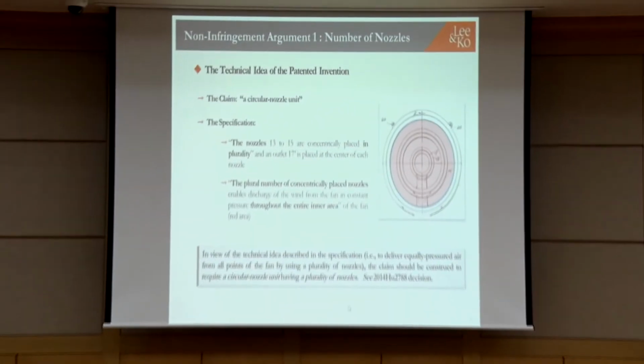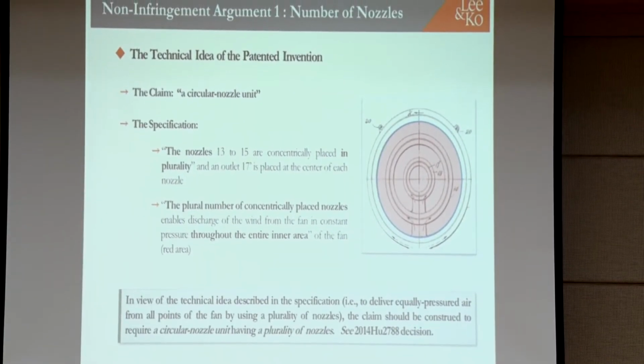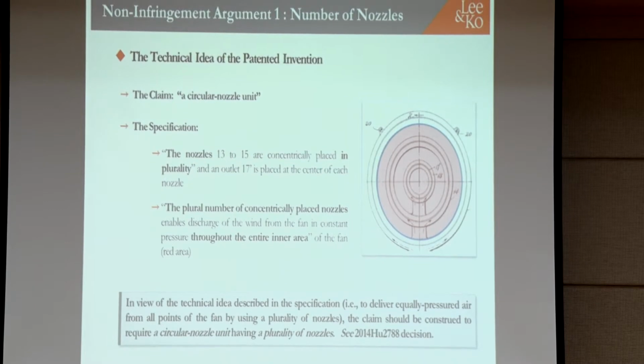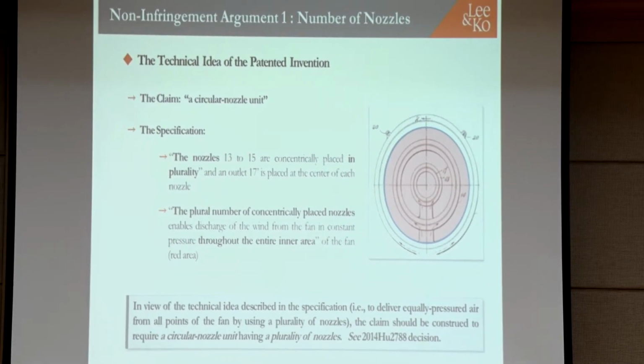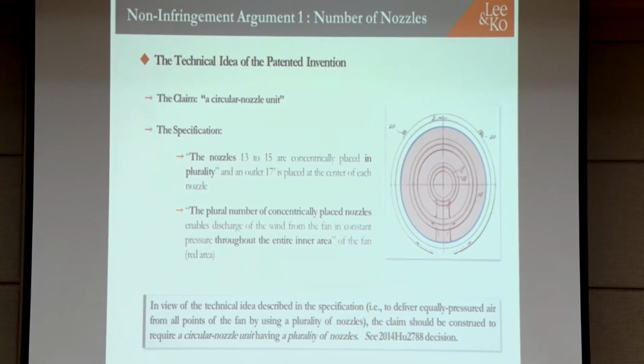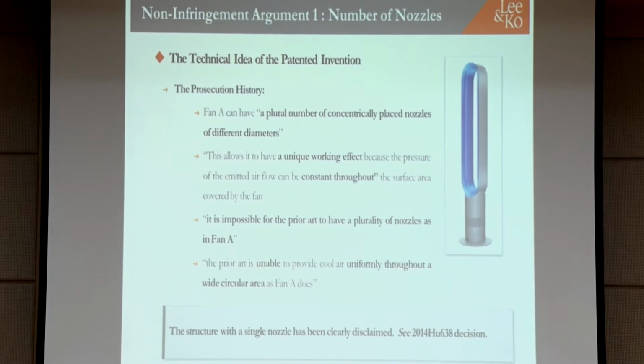Here, to have constant pressure throughout the entire inner area, it will be necessary to have multiple nozzles because you're not going to achieve the same effect with a single nozzle. So this disclosure alone supports the claim construction that the nozzle unit should include multiple nozzles. But there's more. During the prosecution history, the patentee distinguished this invention from the prior art based on the number of nozzles.